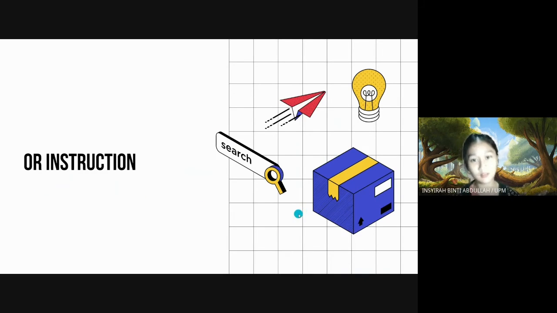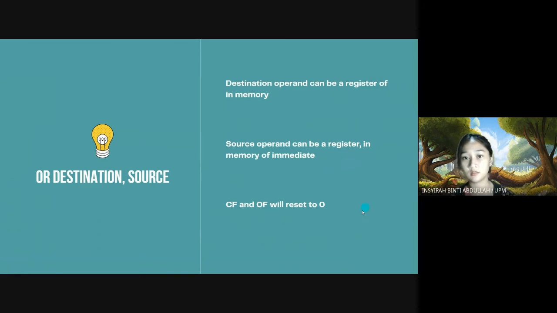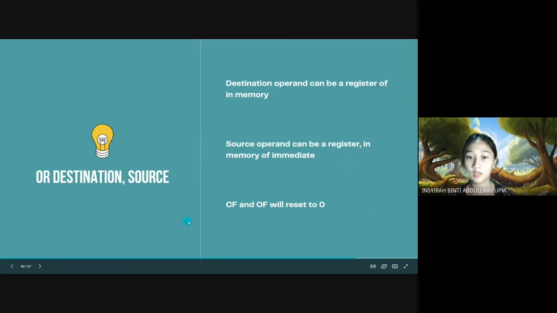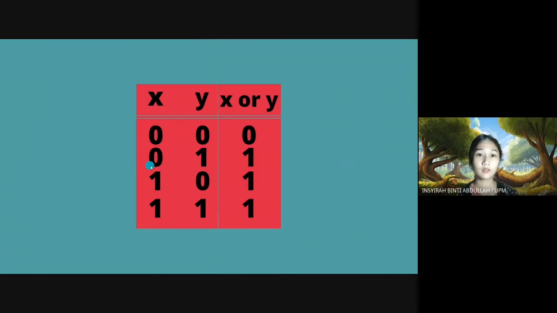For the OR instruction, the destination operand can be a register or in memory, and the source operand can be in register, in memory, or immediate, and CF and OF will reset to 0, just like the AND instruction. And this is the syntax, also the same as AND. And this will be the logic table for the OR instruction.